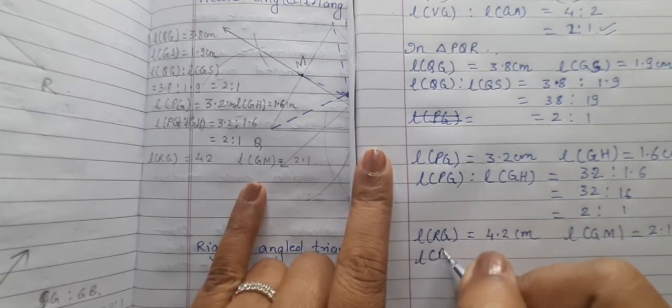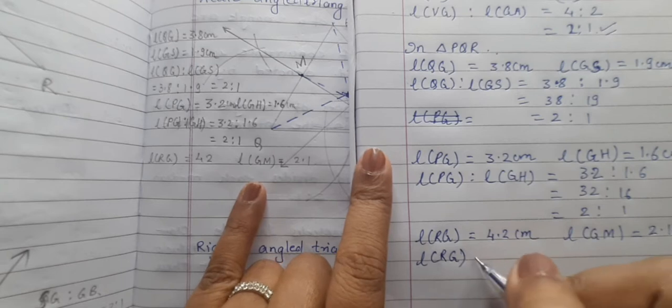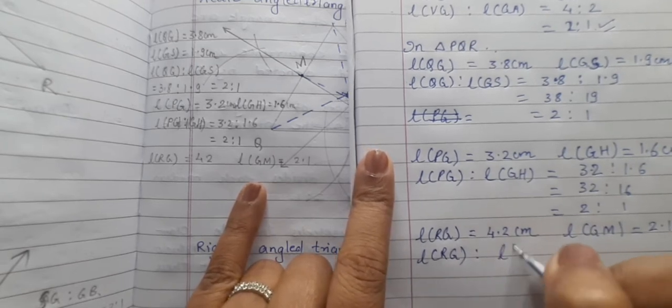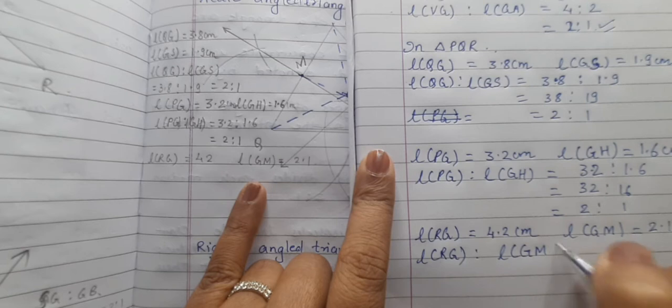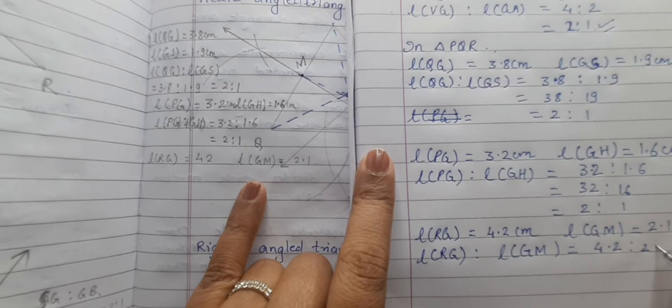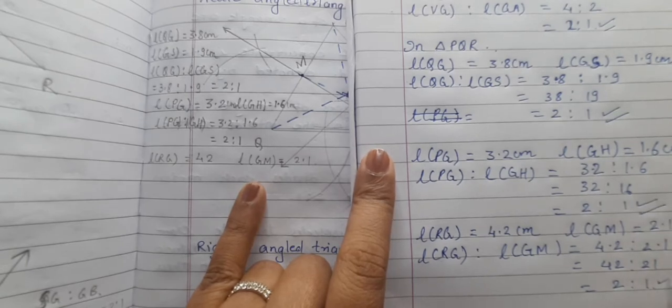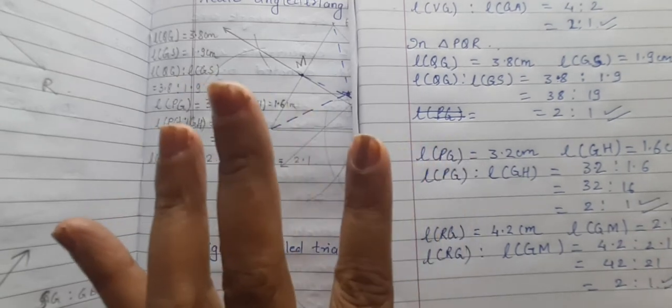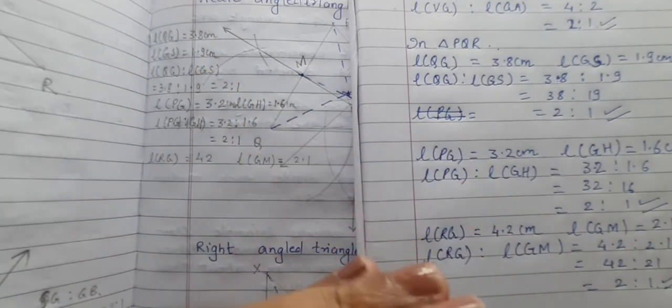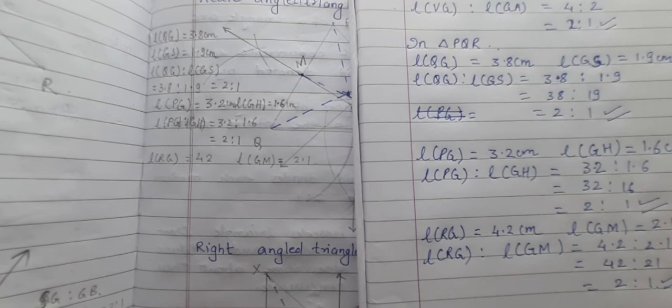When I calculate the ratio of length of RG to length of GM, that is 4.2 to 2.1. So that is equal to 42 to 21, equal to 2:1. Now everywhere you will check. In this triangle also you are getting the ratio as 2:1, 2:1 and 2:1. From this, what do we conclude? The same you will get for the right angle triangle also. You can do it on your own.